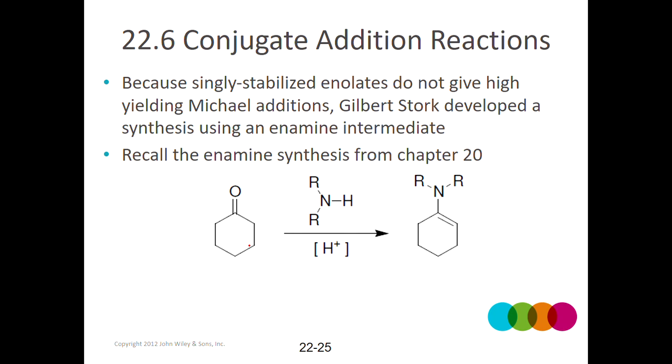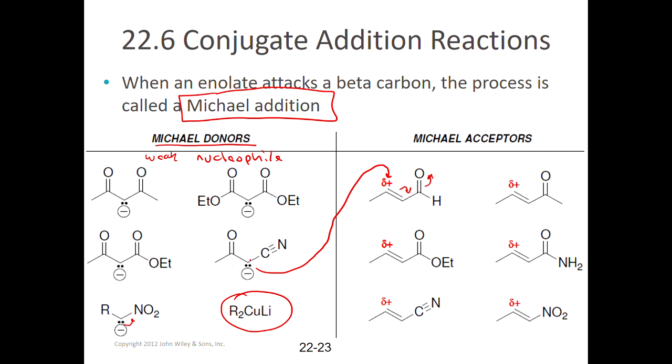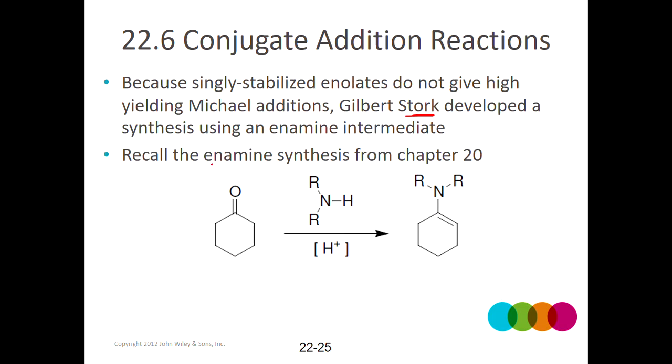Another similar reaction to the Michael addition type reaction we just saw is the Stork reaction. And the Stork, instead of using one of these Michael donors as a nucleophile, it uses an enamine as a nucleophile. So we have to reach back to chapter 20 where we talked about making enamines, and enamines are formed from a secondary amine and a ketone or aldehyde.